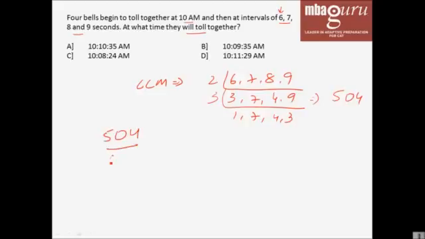To convert that to minutes, you divide this by 60 because a minute has 60 seconds. So 60 times 8 is 480, so 8 minutes. And from 480 to 504, you have 24 seconds left. 8 minutes, 24 seconds. Is that in the options? Yes. Here you go. C is 10 hours, 8 minutes, and 24 seconds exactly, which is the answer.